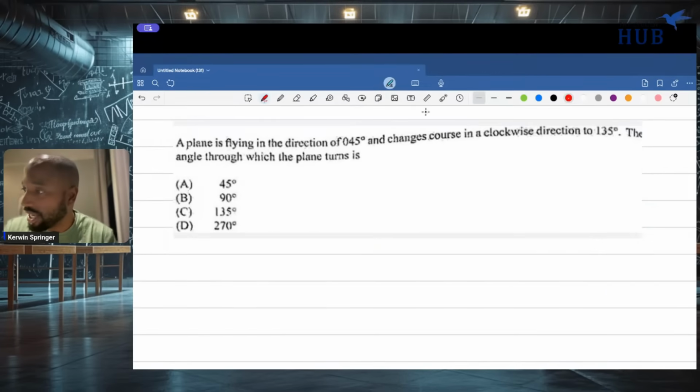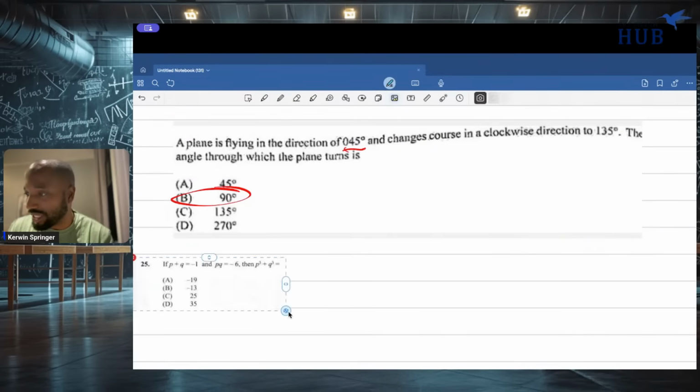A plane is flying in a direction of 045 and changes course in a clockwise direction. We do this already, 90 degrees. Pay attention. We did that yesterday. Like it wasn't here yesterday.